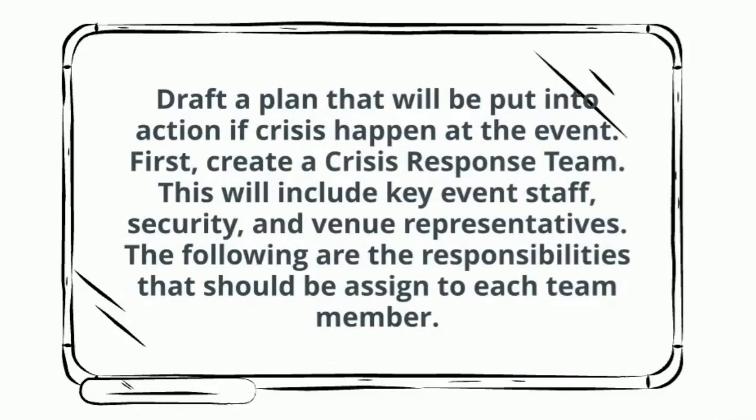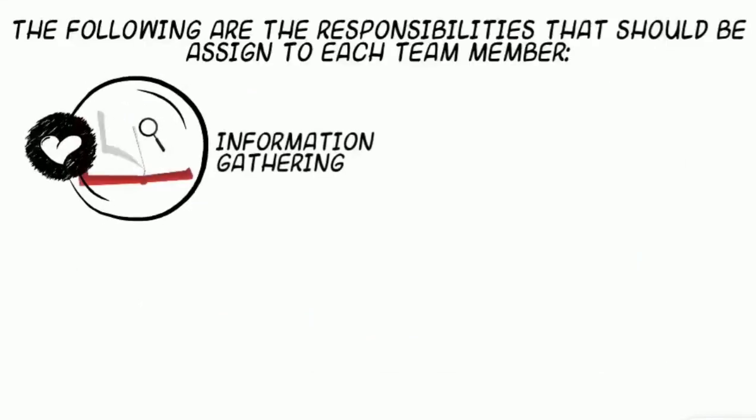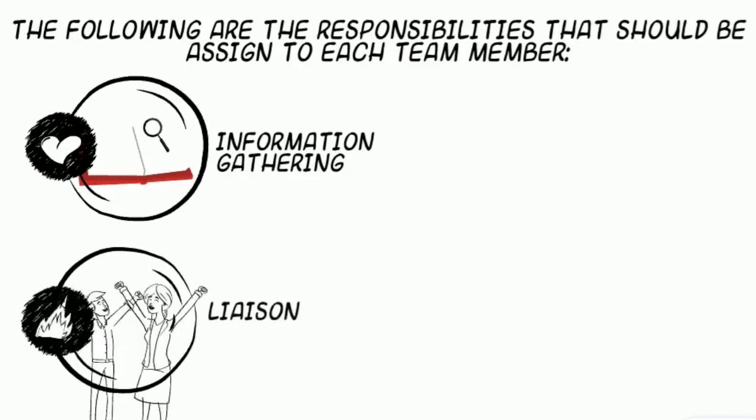First, create a crisis response team. This will include key event staff, security, and venue representatives. The following are the responsibilities that should be assigned to each team member. Information gathering. Responsible for gathering information relevant to the crisis situation, including causes, extent of damage, casualties, agencies or persons involved, and other data.